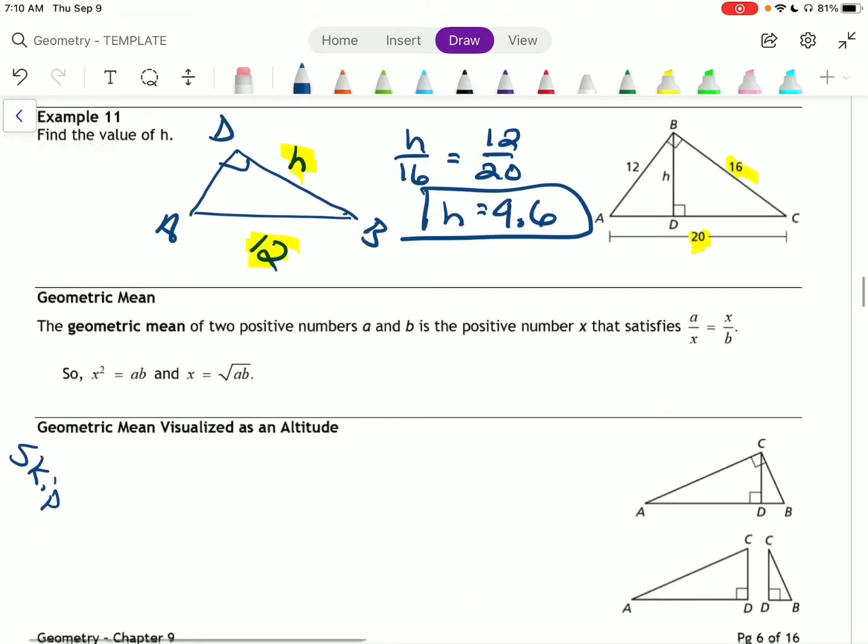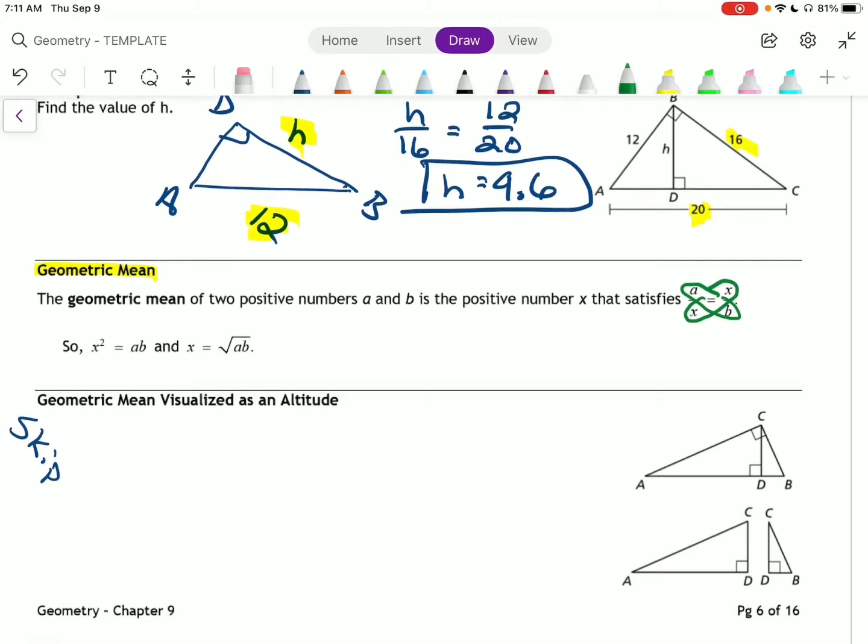Next up, a geometric mean. Mean means average, correct? So this is a different way to find an average. It's a different type of average. The geometric mean of two positive numbers, a and b, is the positive number x that satisfies this proportion: a over x equals x over b. If we were to cross multiply, we'd have x squared equals ab, which is written right here. And then we can take the root and say x equals the square root of ab. So if you're told to find the geometric mean of two numbers, you're going to plug it into that right there.